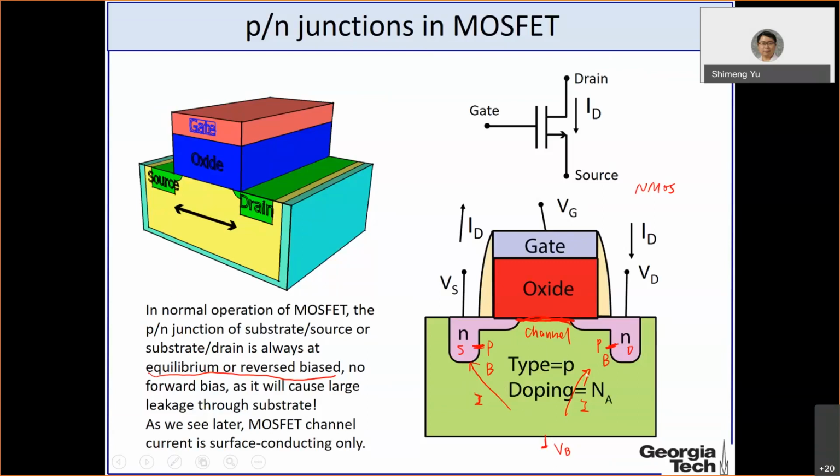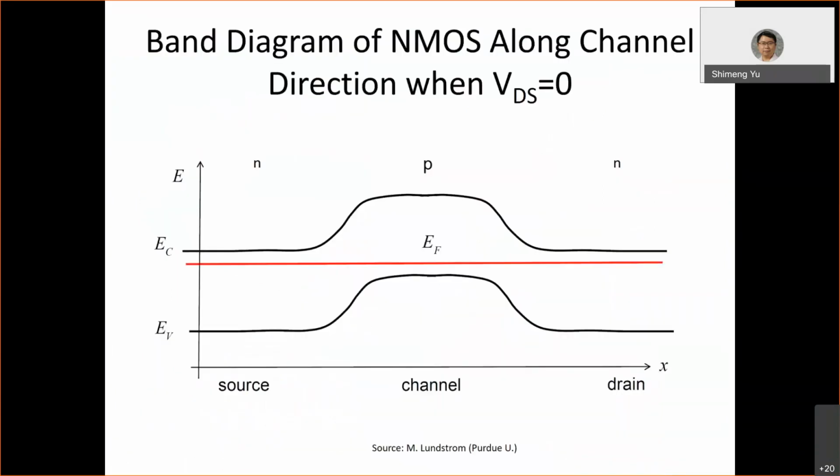So in the normal design, we should be careful. The body, for example, in the MOS, typically is grounded. So we don't apply high potential to the body. And then if you look at the band diagram of the MOS, as we showed in the previous slide, if you look at the MOS structure, you have source and drain N-type, and the substrate P-type.